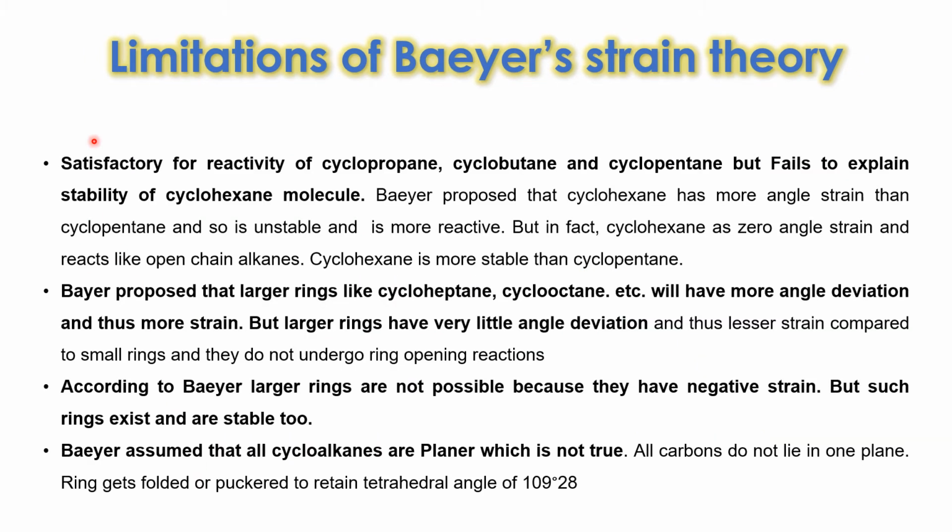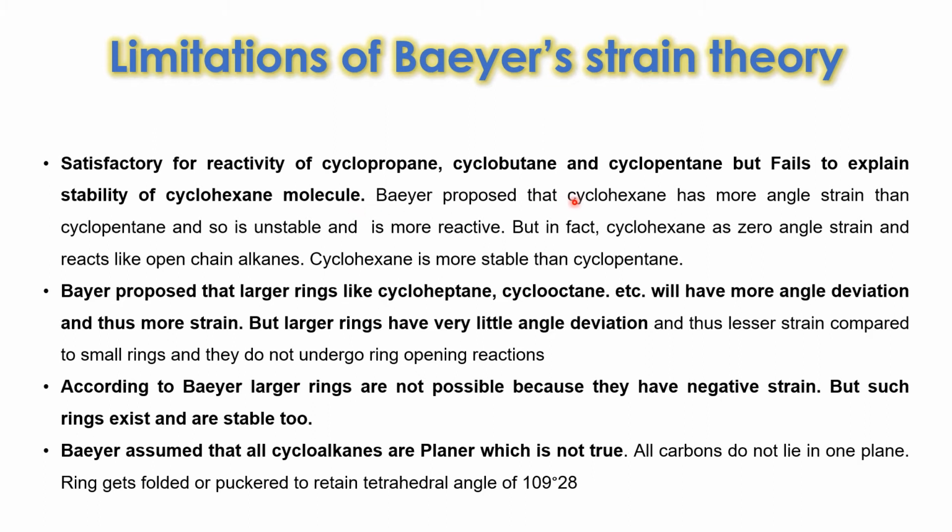So we have important limitations. Baeyer strain theory works satisfactorily for the reactivity of cyclopropane, cyclobutane and cyclopentane, because whatever he postulated, that cyclopropane is unstable and will undergo ring opening reaction, cyclobutane will undergo ring opening reaction in stringent conditions, and cyclopentane will not open the ring, is very correct. But this theory failed to explain the stability of cyclohexane.